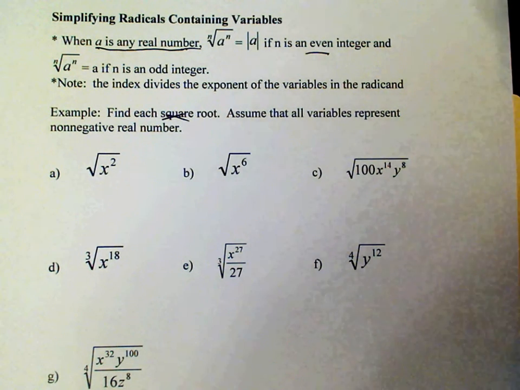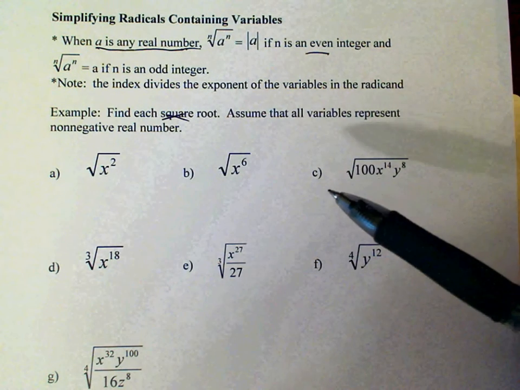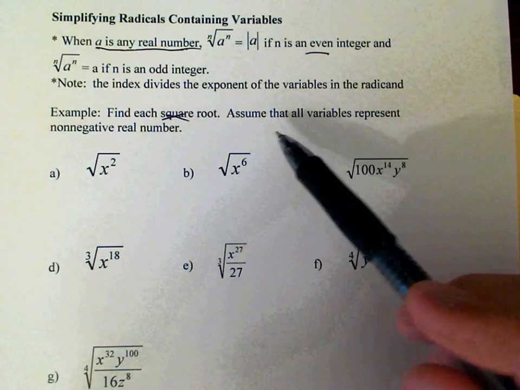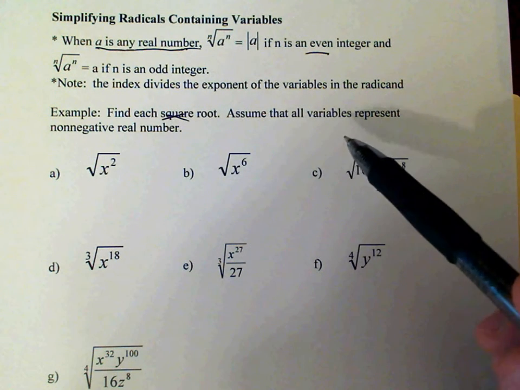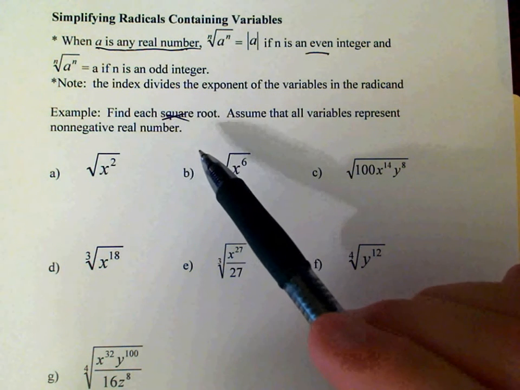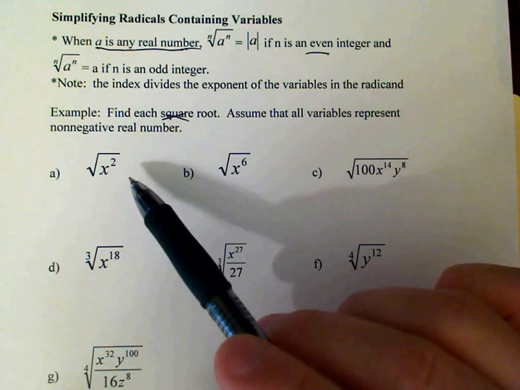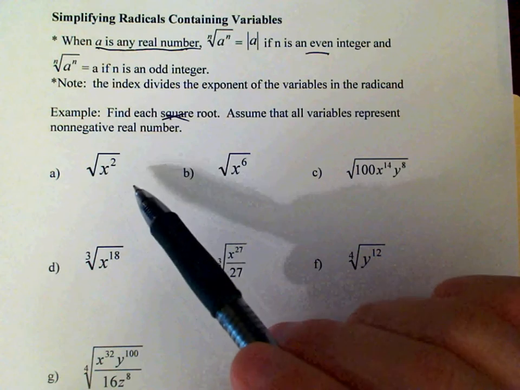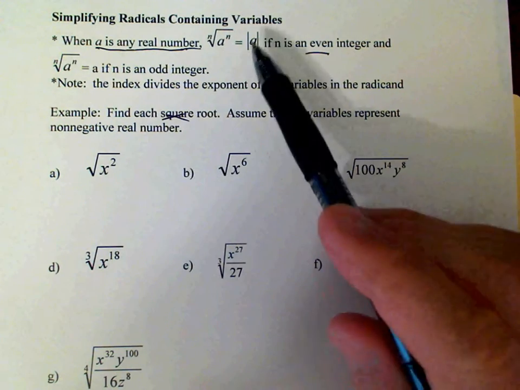So let's do a few of these. But notice in the instructions it says assume that all variables represent non-negative real numbers. So what that means is that we're assuming that the x is always 0 or any number bigger than 0. So we don't have to worry about the absolute value in this case.